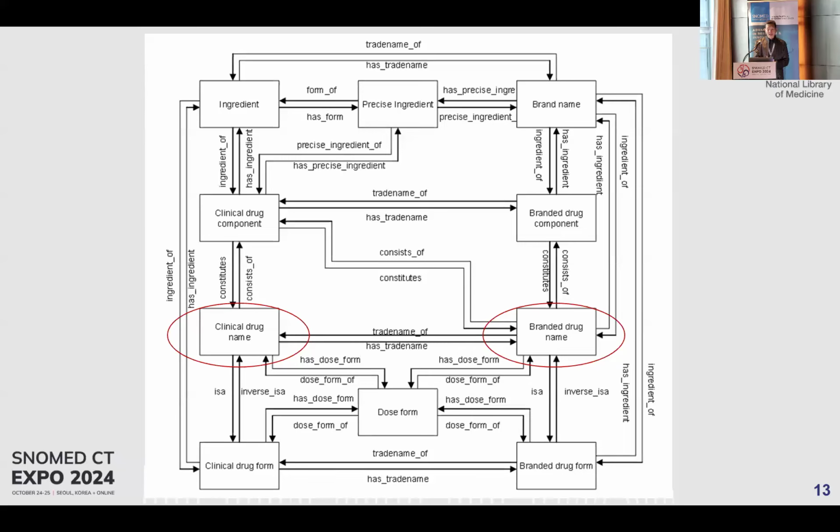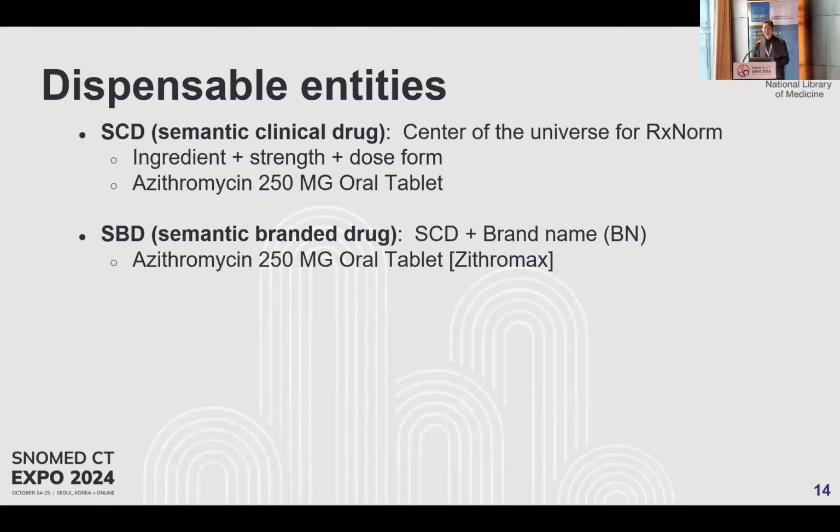They are the clinical drug and also the branded drug. Notice that in this diagram, the left side is the generic thing, and the right side is a branded name. So they all have relationships linking them. But the most important part of RxNorm is the clinical drugs and the branded drugs. So these are what we call the dispensable entities, things that can actually be dispensed and prescribed to a patient.